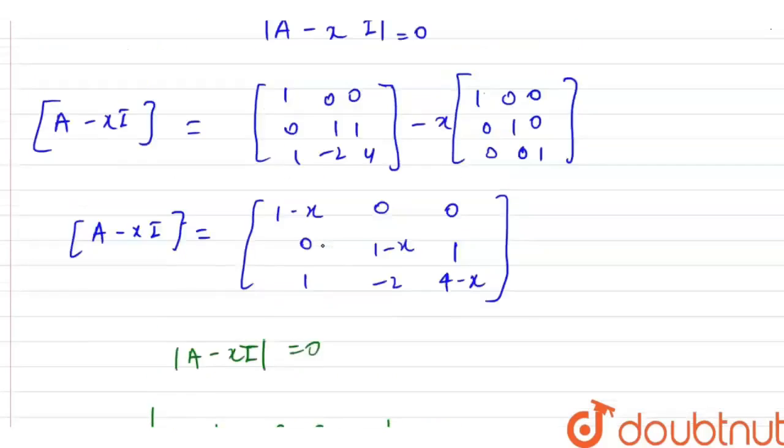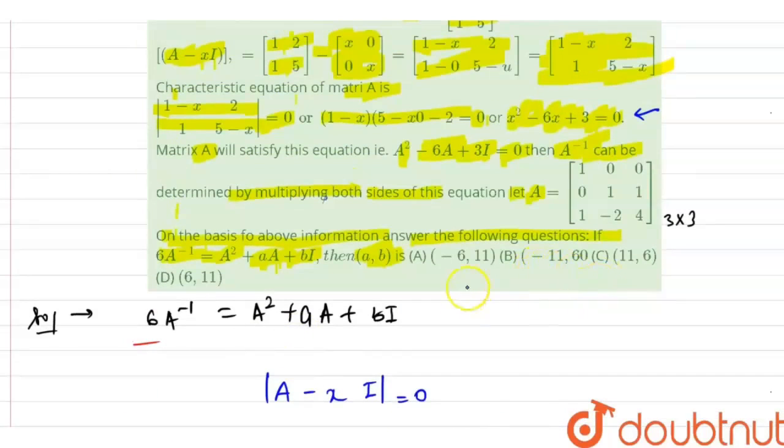So basically we have this option, minus 6 comma 11, is correct.